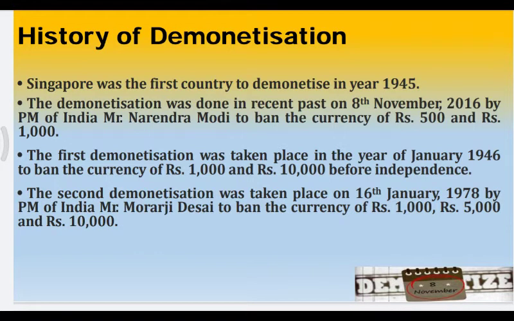The first demonetization took place in the year 1946, to ban the currency of rupees 1000 and 10,000 before independence. The second demonetization took place on 16 January 1978 by Prime Minister of India Mr. Morarji Desai, to ban the currency of rupees 1000, 5000 and 10,000.